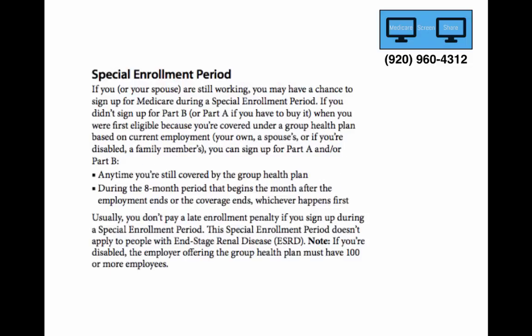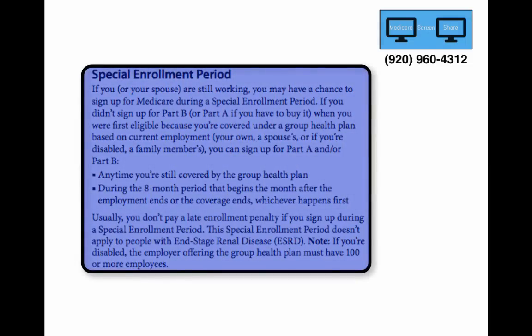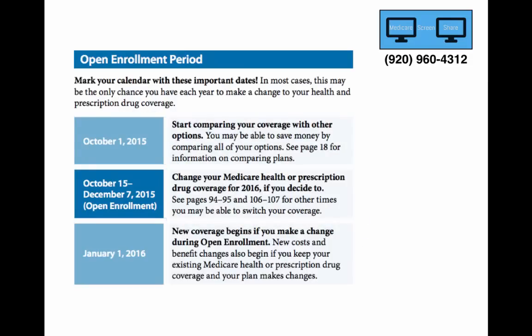Then there is the Special Enrollment Period. This is for the people that are still working past 65 in 3 months. It gives them an 8-month period where they can sign up for Parts A and B when they finally do retire.